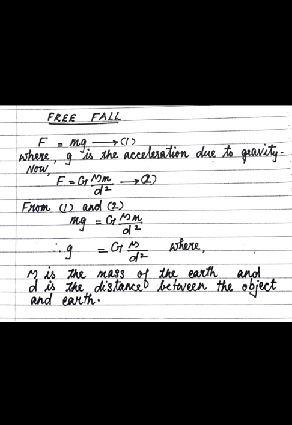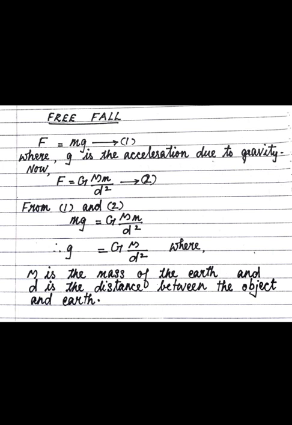And the earth is not a perfect sphere, that we know. As the radius of the earth increases from the poles to the equator, the value of g becomes greater at the poles than at the equator. So the radius of the earth increases from the poles to the equator. That means the radius towards the equator is more than towards the poles.